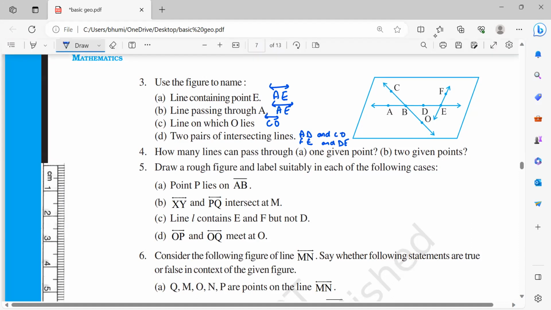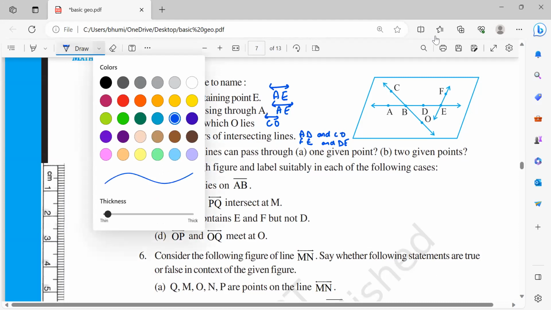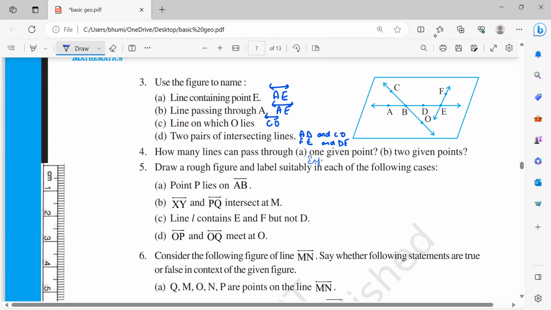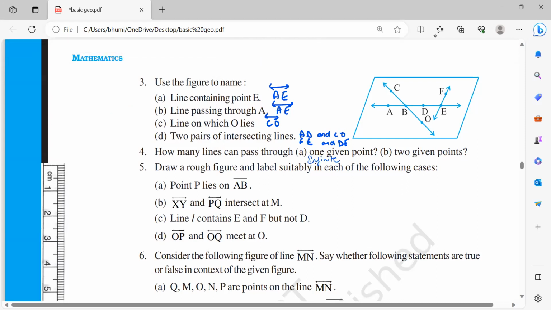Okay. How many lines can pass through one given point? From one given point, infinite lines can pass through. So infinite lines can pass through the given point. From 2 given points, how many lines can pass? Only 1 line can pass through 2 given points.